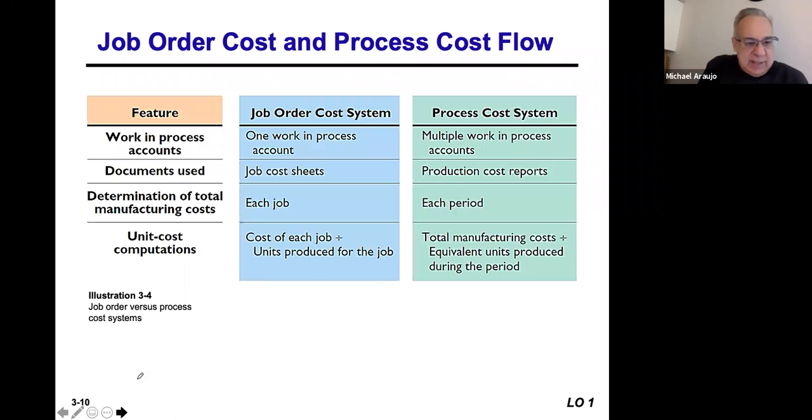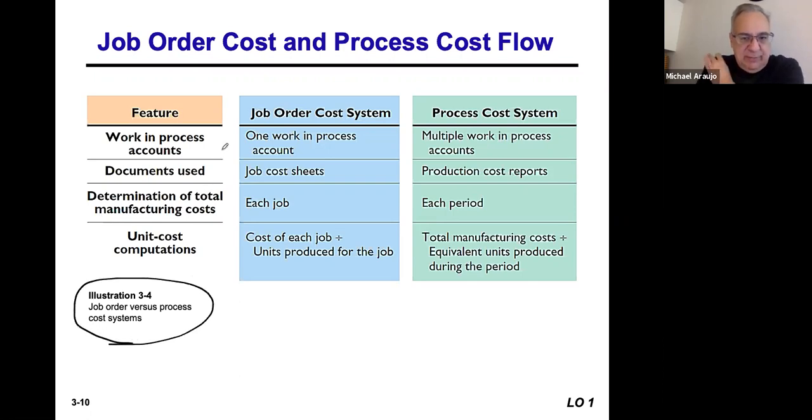This is just a nice little illustration of what we just talked about. For work in process, there's one work in process account in the job order cost system that you saw in Chapter 2. What you'll see in the process cost system in Chapter 3 is that there are actually multiple accounts, usually by department, as the example will be. For documents, you saw those job cost sheets in Chapter 2. What you're going to see is a production cost report that you're going to need to learn and do next week.